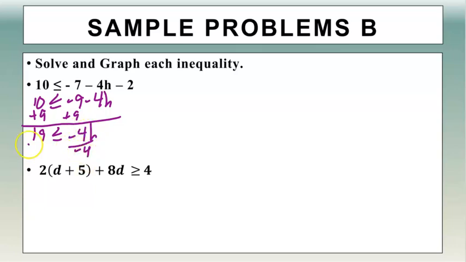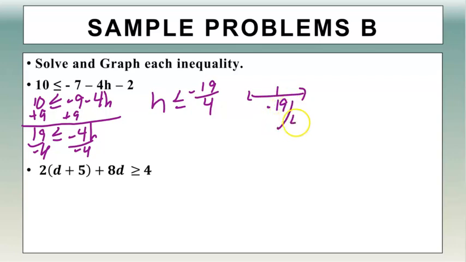Divide everything by -4. I now have h, and I have to flip the symbol, but it's going to look like I don't, just because I switched the sides around. But I did flip it, so h is going to be less than or equal to -19/4. Number line at -19/4 here. We have a filled in circle here. Less than means it goes to the left.